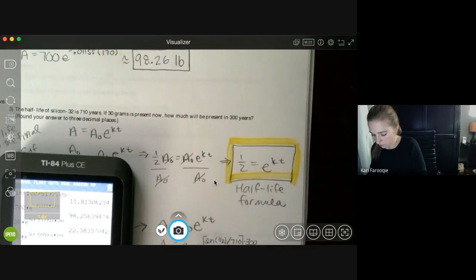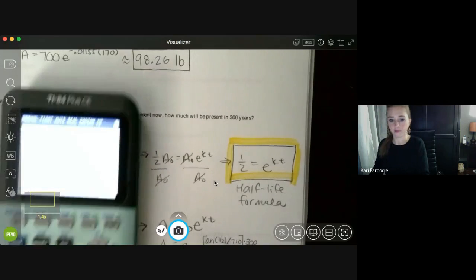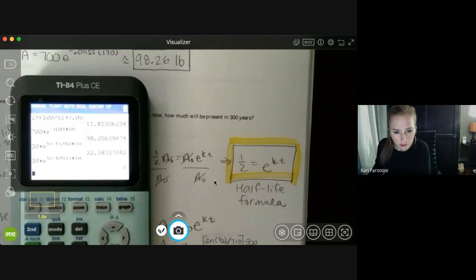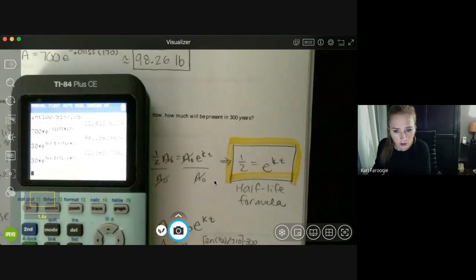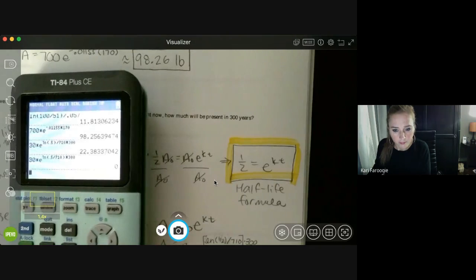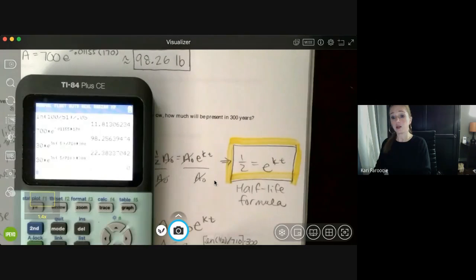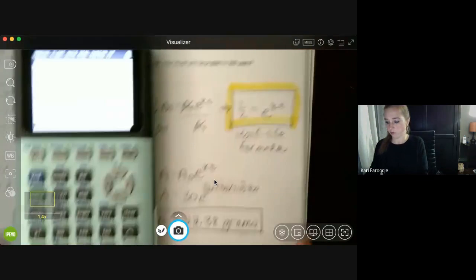Oh, I figured it out too. It looks like you divided inside your log instead of dividing the log by 7/10. Okay. Anyone else? Questions on this one?